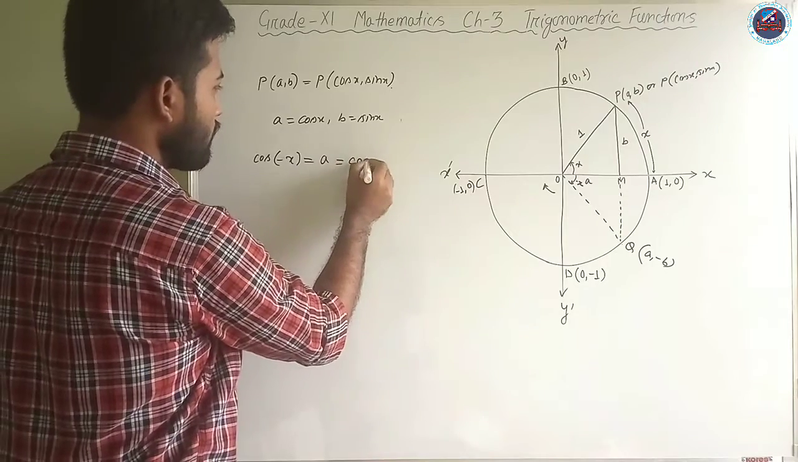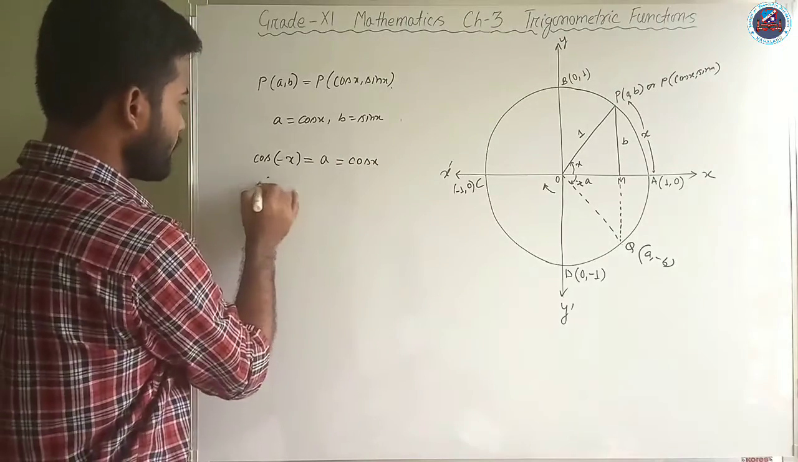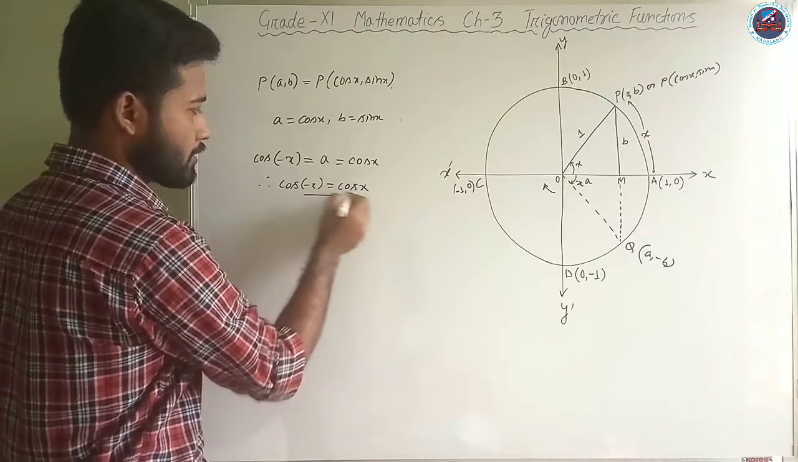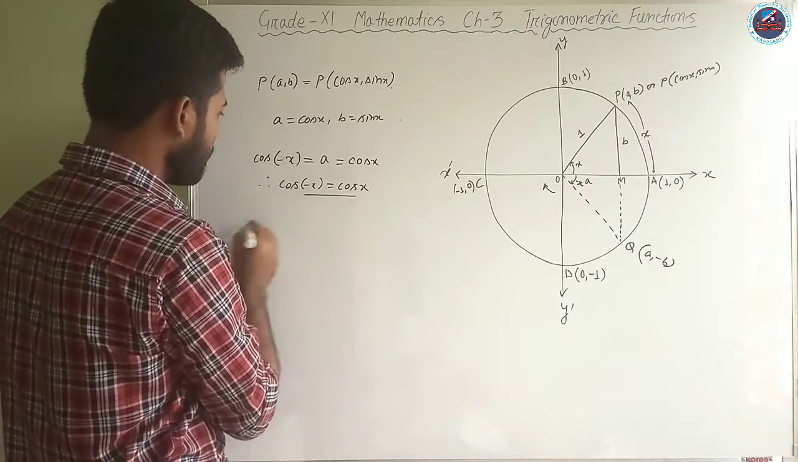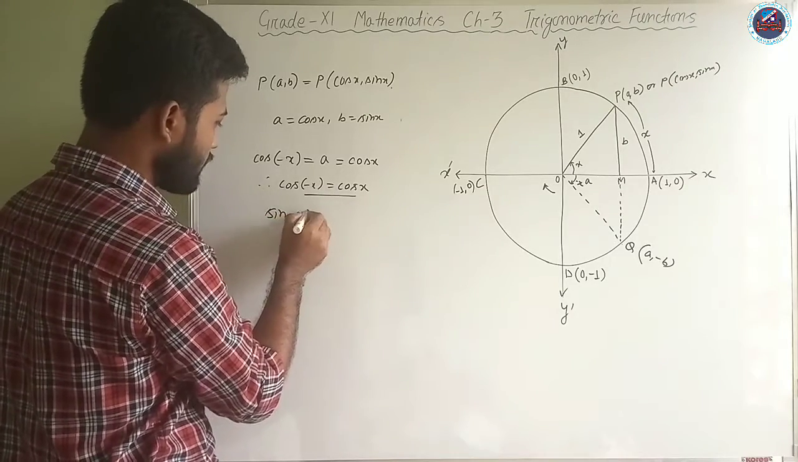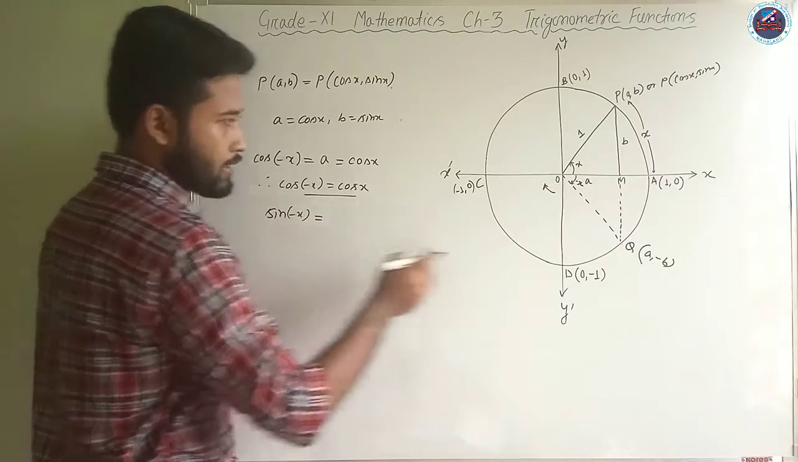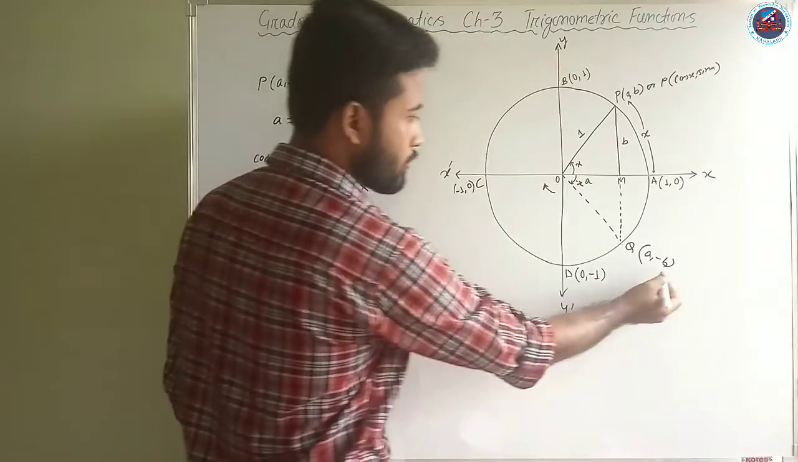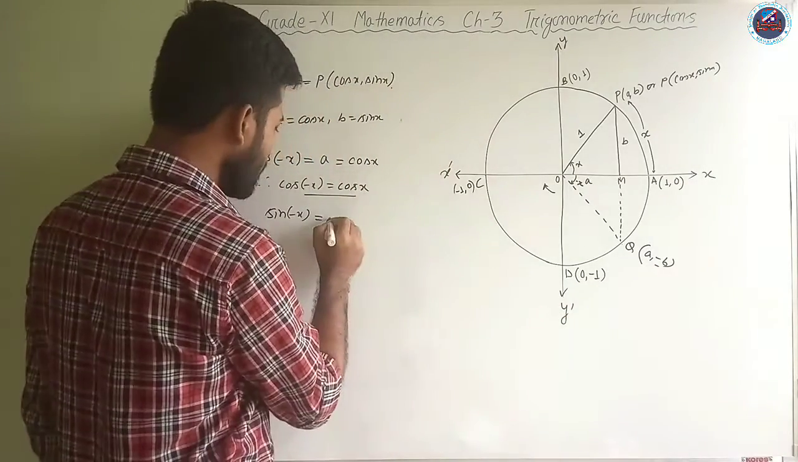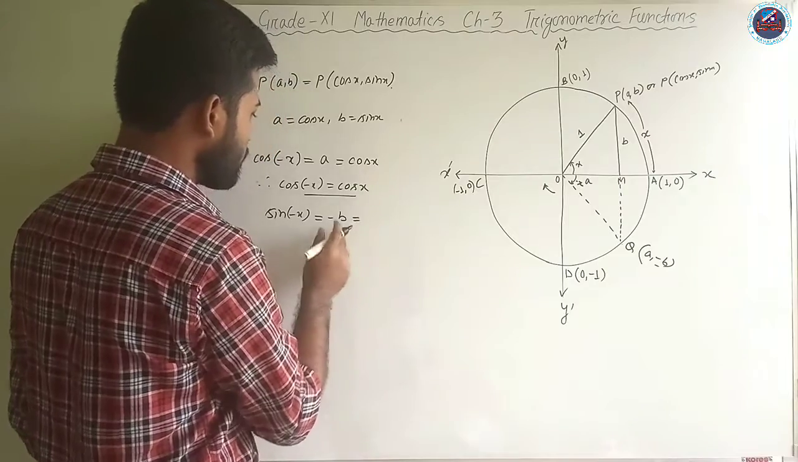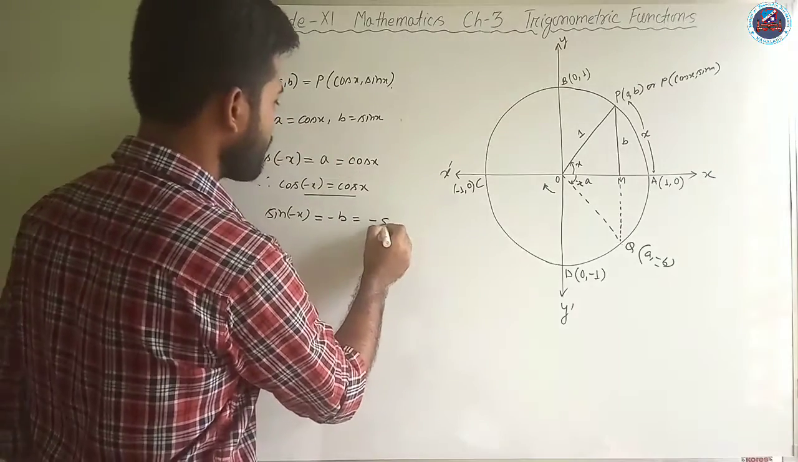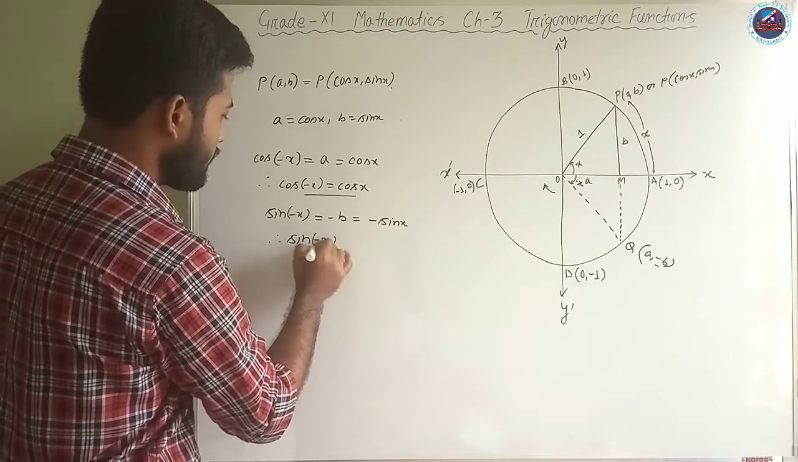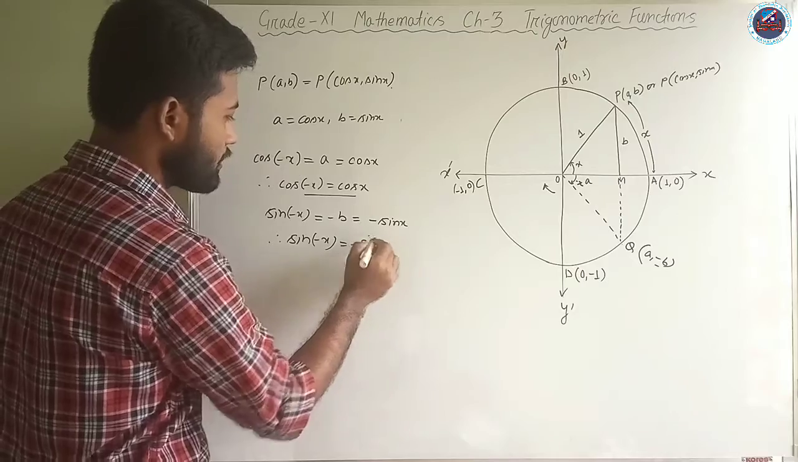A is cos x. So from there we can directly write that cos of minus x is equal to cos x. And what about sin x? Sin of minus x, if the angle is negative, then because sine is perpendicular by hypotenuse, we shall have the coordinate minus b. So that is equal to minus b, and what is our minus b? Our b was sin x. Therefore we can write sin of minus x is equal to minus sin x.